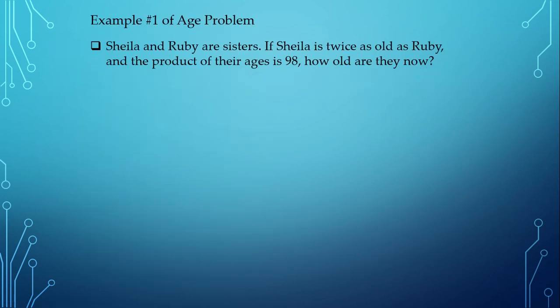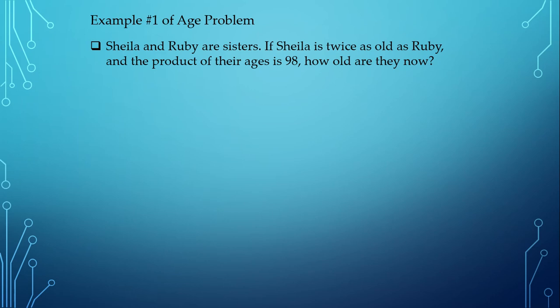Okay, moving to our first example of the age problem. The problem goes like this. Sheila and Ruby are sisters. If Sheila is twice as old as Ruby, and the product of their ages is 98, how old are they now? Again, Sheila and Ruby are sisters.